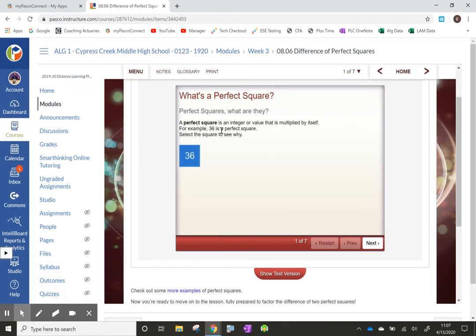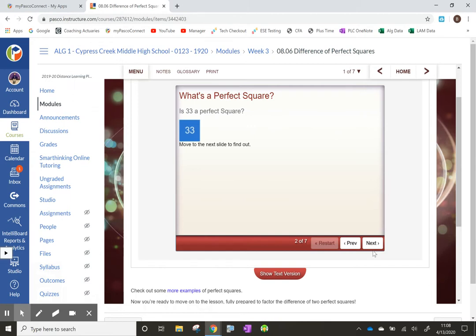Perfect squares, what are they? A perfect square is an integer or value that is multiplied by itself. For example, 36 is a perfect square, but do you know why? Well, 36 is a perfect square simply because it has a number that's multiplied by itself to equal that. In this case, the number is 6, because 6 times 6 is 36, which means 36 is a perfect square. So that's what the perfect squares are. They're a result of some number being multiplied by itself, right?